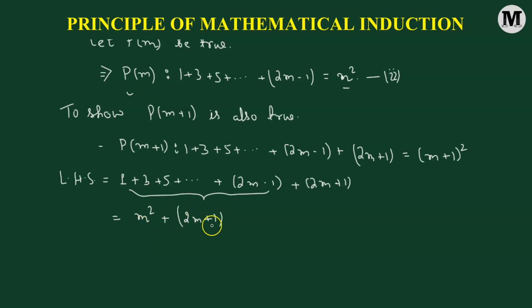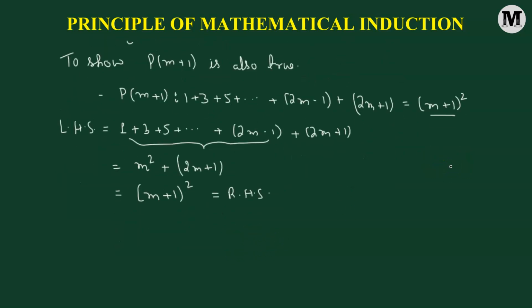Now what is m squared plus 2m plus 1? If we complete the square, what we get is m plus 1 whole squared. And this is exactly the expression on the right hand side, m plus 1 whole squared, which means we have shown that the left hand side equals the right hand side, or in other terms, that the statement P of m plus 1 is true.